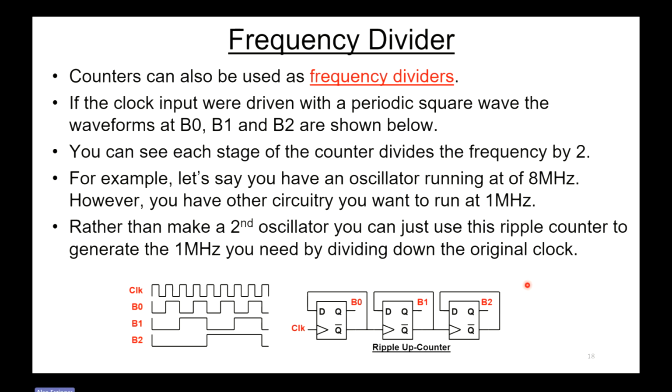For example, let's say you have an oscillator running at 8 megahertz. However, you have other circuitry you want to run at 1 megahertz. Rather than make a second oscillator, you can just use this ripple counter to generate the 1 megahertz you need by dividing down the original clock signal. So it's kind of convenient if you need to reduce your frequency.